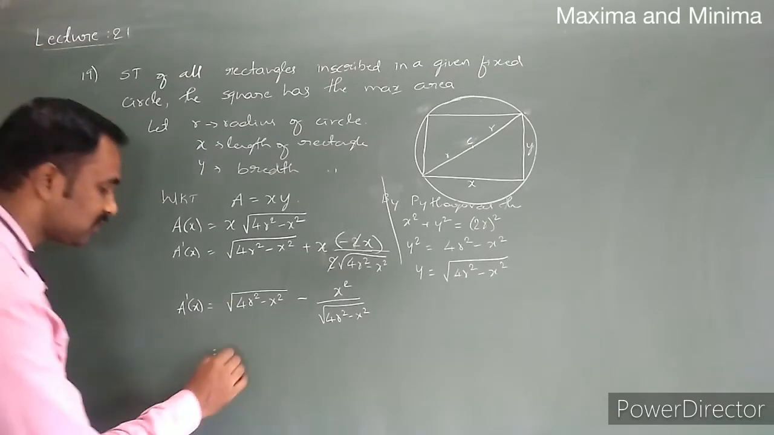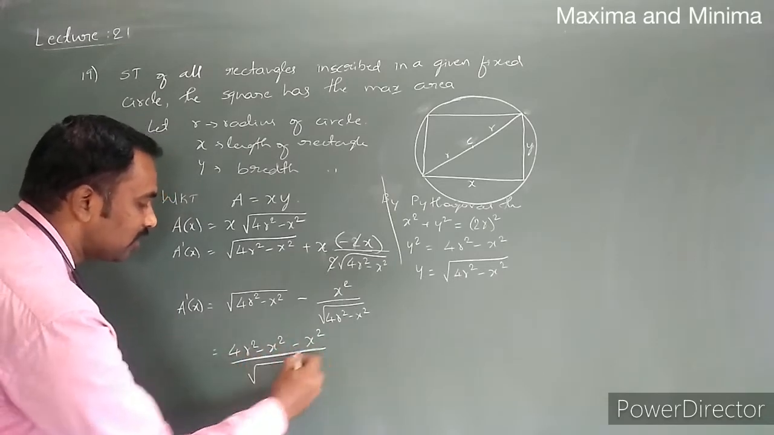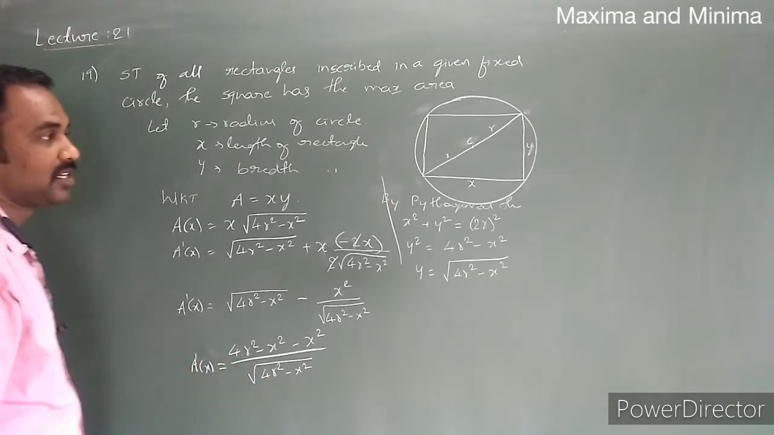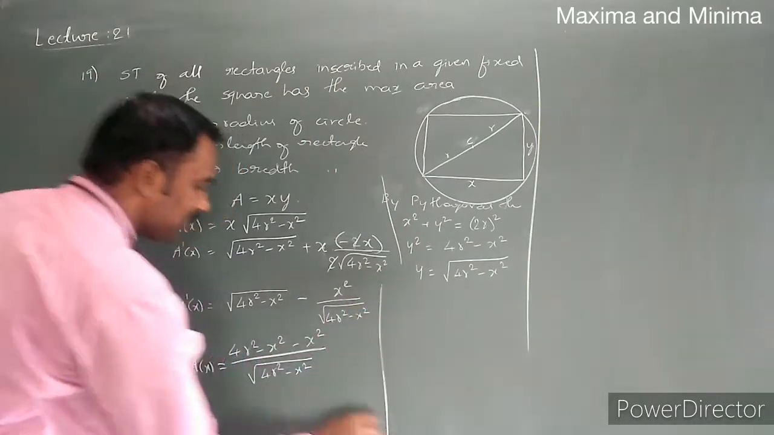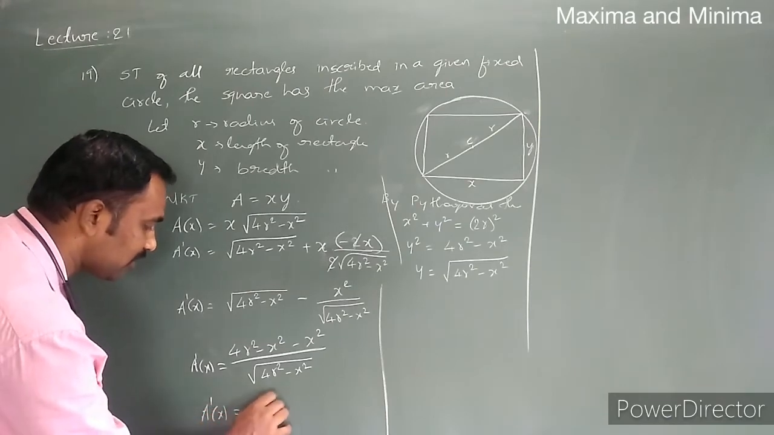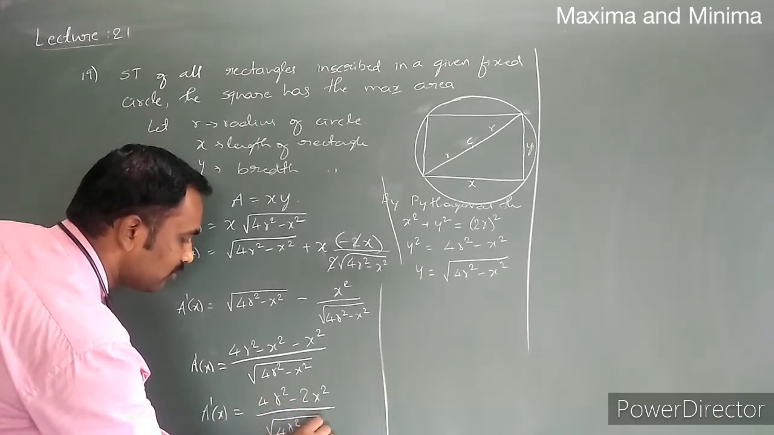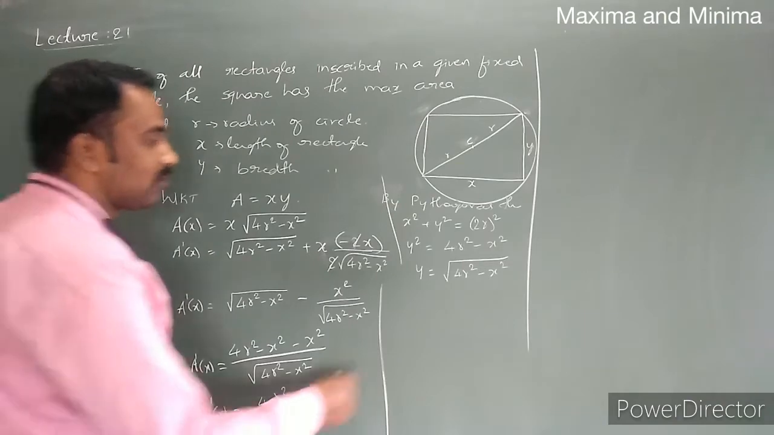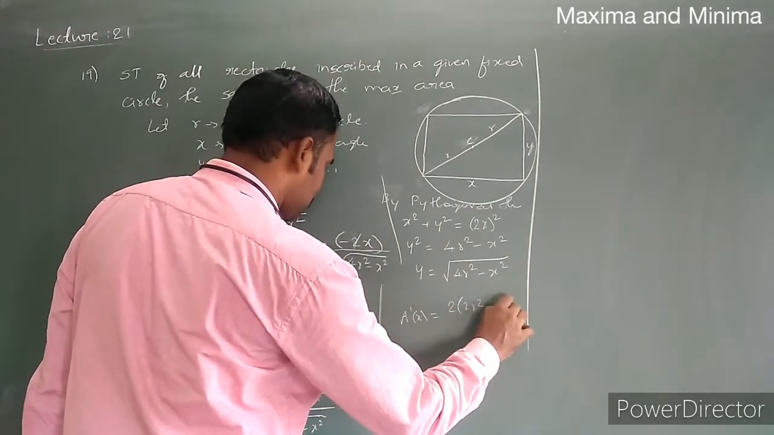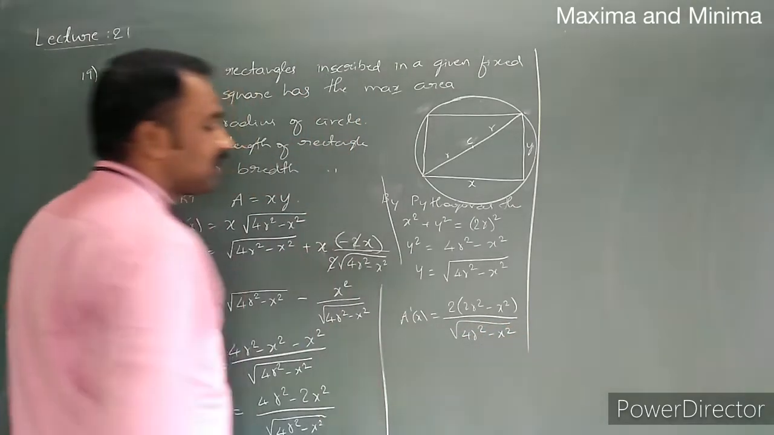Root of 4r square minus x square into root of 4r square minus x square is 4r square minus x square. This, minus x square as it is, divided by root of 4r square minus x square. This is the A dash of x. Now again I continue here. 4r square minus x square minus x square gives minus 2x square. So 4r square minus 2x square divided by root of 4r square minus x square. Now we can take 2 common. So A dash of x is equal to 2 into 2r square minus x square divided by square root of 4r square minus x square.